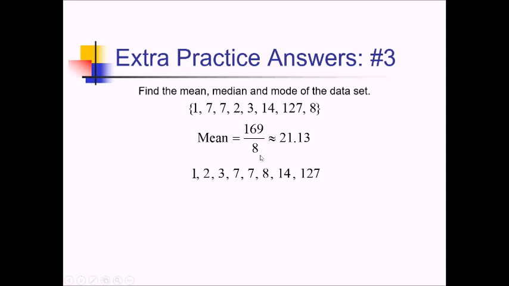So crossing off the numbers at the ends until we get to the middle, we've got 1 and 127, and then 2 and 14 get crossed off, 3 and 8, and it looks like we've got 7s in the middle.